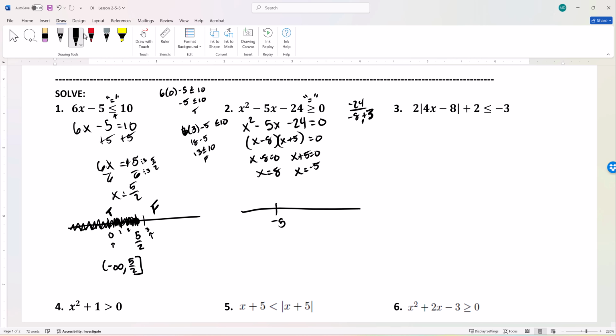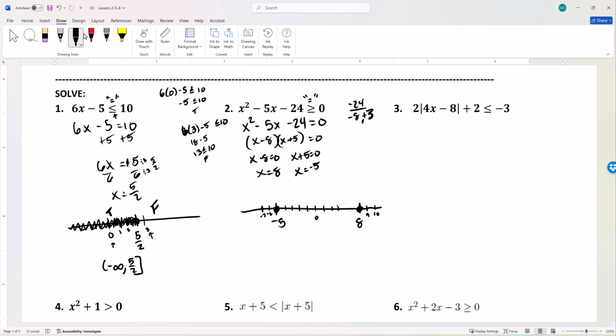So negative 5, negative 4, negative 3, negative 2, negative 1, 0, 1, 2, 3, dot, dot, dot. We'll just say this is 8, which means this is 9, 10. So it's just a number line. This is negative 6, this is negative 7. All it is is a number line. So now we test true or false. We see which regions are true, which regions are false.